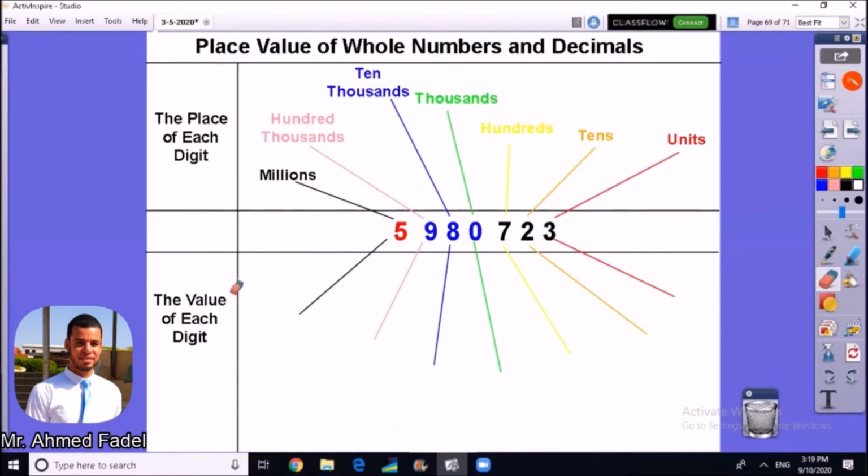All right, here, what about the value? 3 units, which is the same as 3 ones. What is the value of this? Is it 30? No. If I find it here in the units place, it doesn't mean 30.